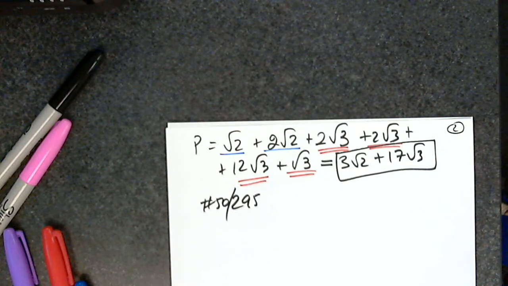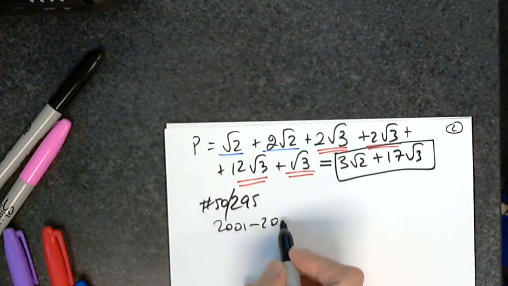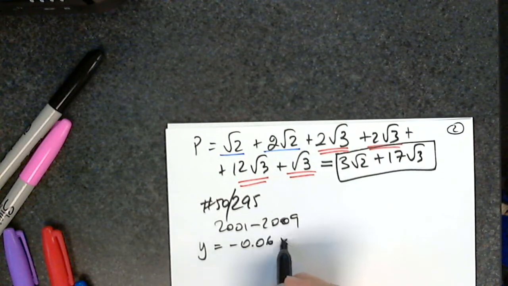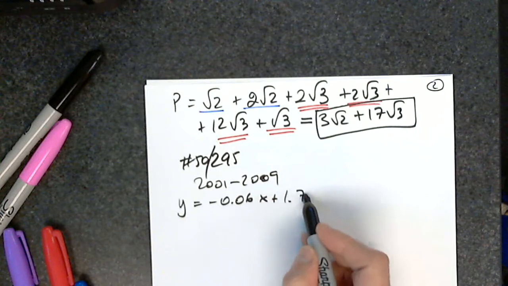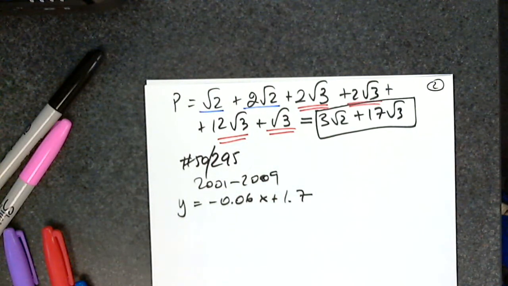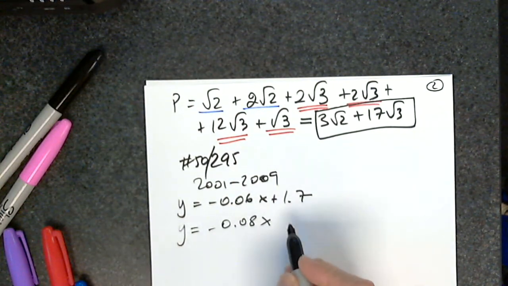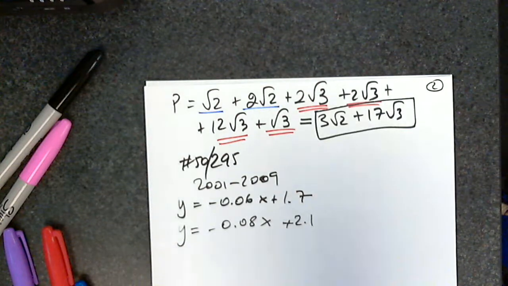50 on 295. The rate of fatalities per 100 million vehicle miles has been decreasing for both automobiles and light trucks for the years 2001 through 2009. Perfect. The function y equals negative 0.06x plus, am I copying the correct problem? Can be used to estimate the rate of fatalities per 100 million vehicle miles for automobiles during this period, and the function y equals negative 0.08x plus 2.1 is for trucks.